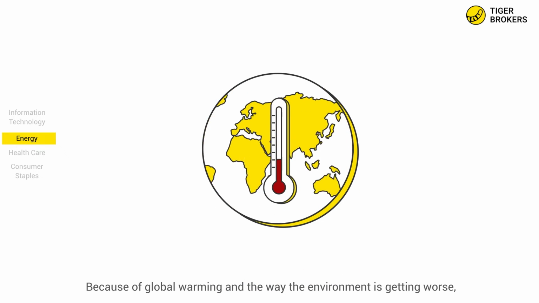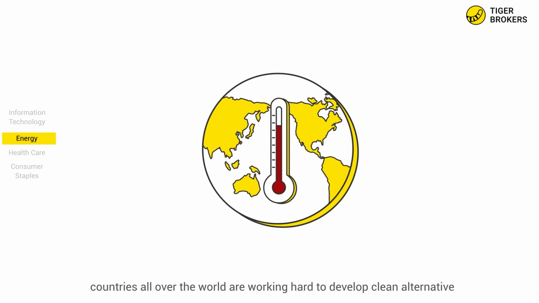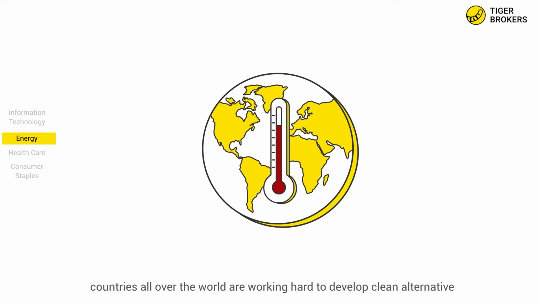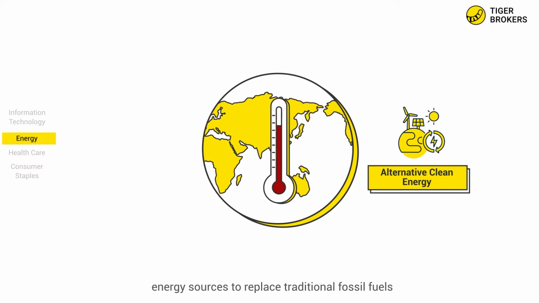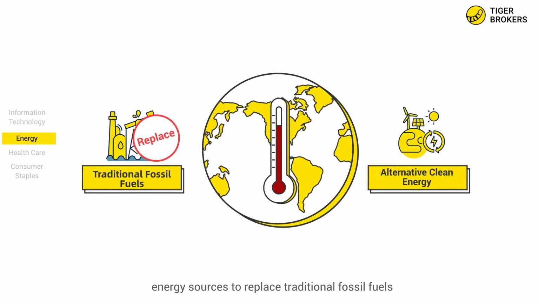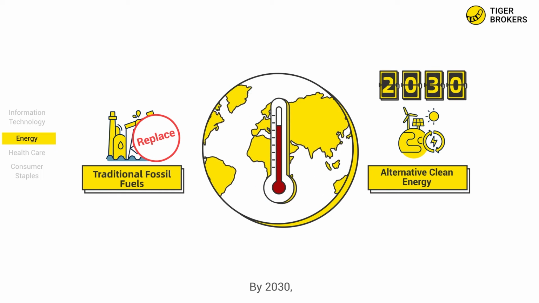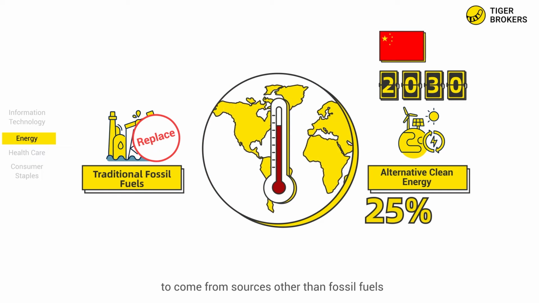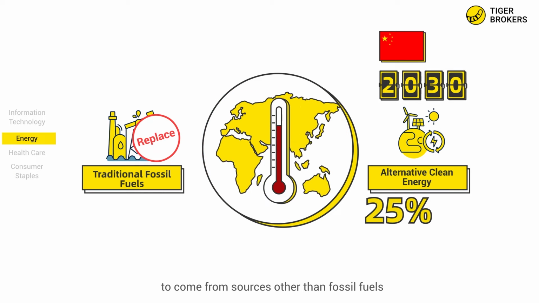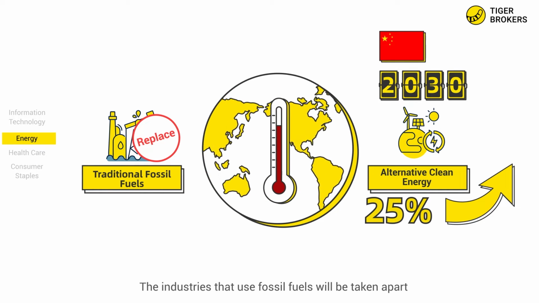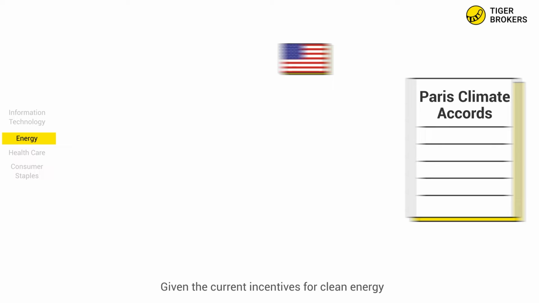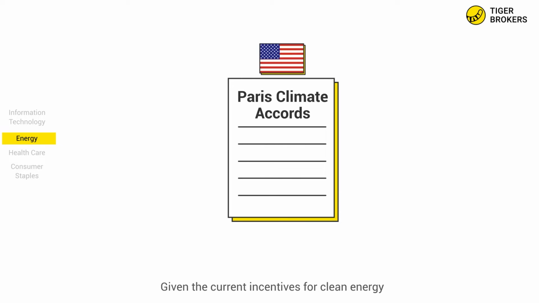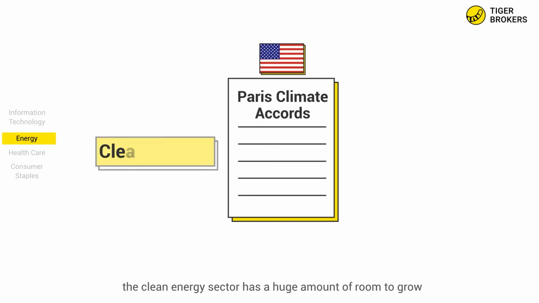Because of global warming and the way the environment is getting worse, countries all over the world are working hard to develop clean alternative energy sources to replace traditional fossil fuels. By 2030, the Chinese government wants 25% of all the energy used in the country to come from sources other than fossil fuels. The industries that use fossil fuels will be taken apart. Given the current incentives of clean energy and the fact that the US is back in the Paris Climate Accords, the clean energy sector has a huge amount of room to grow.